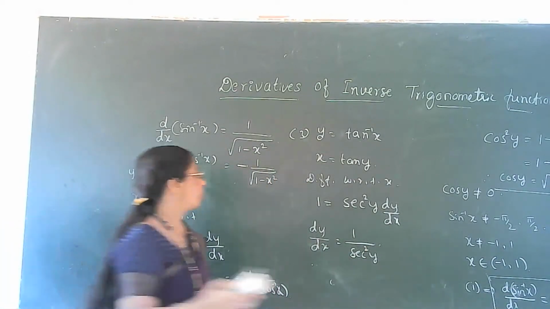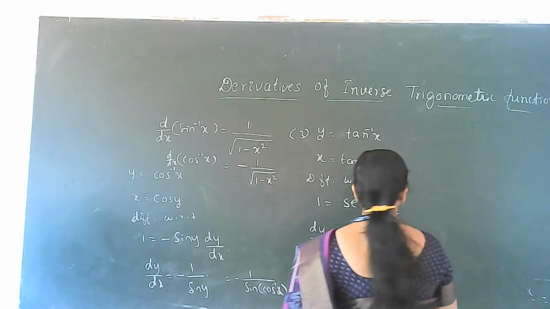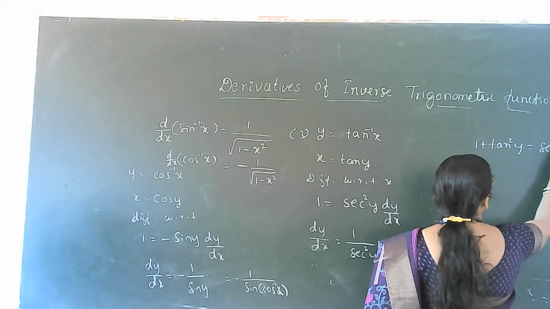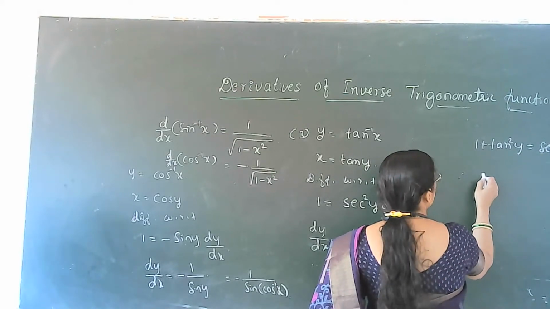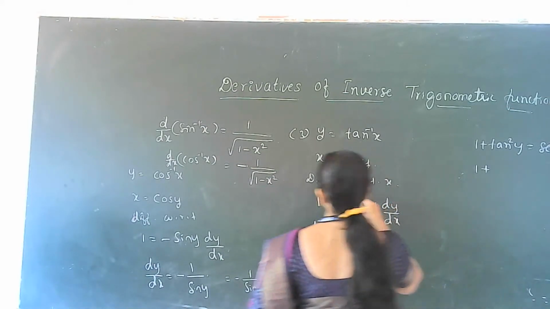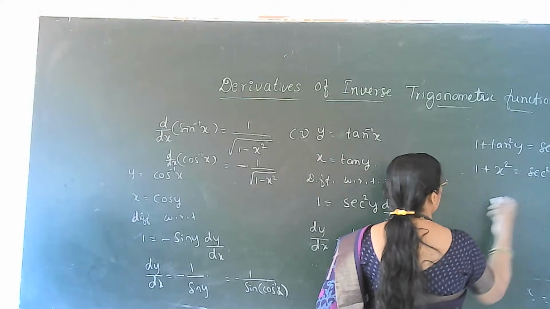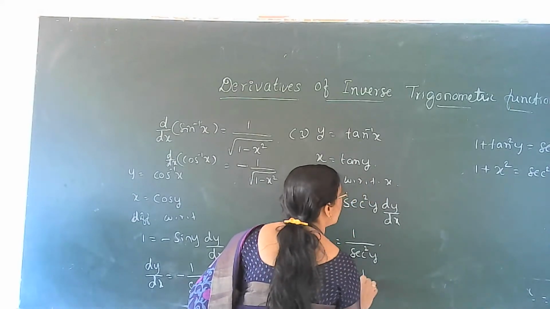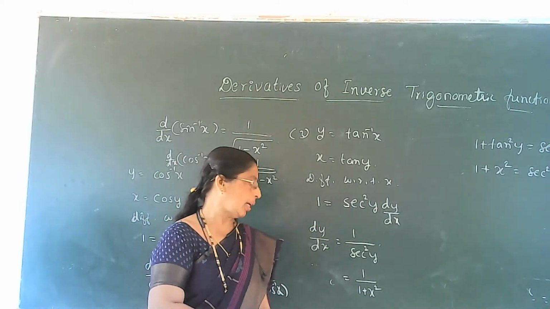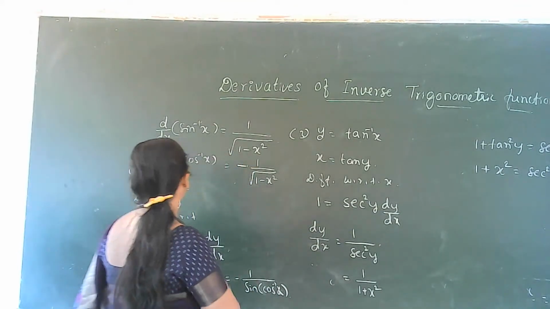You know the identity: 1 plus tan square y is equal to secant square y. Therefore, we can write 1 plus tan square y is equal to 1 plus x square, which is equal to secant square y. Therefore, we can write dy by dx is equal to 1 by 1 plus x square, which is the answer.